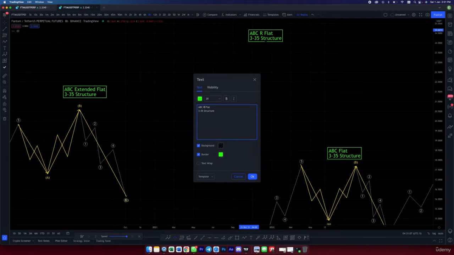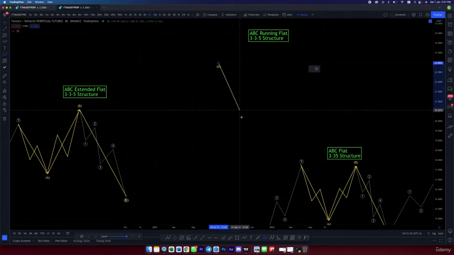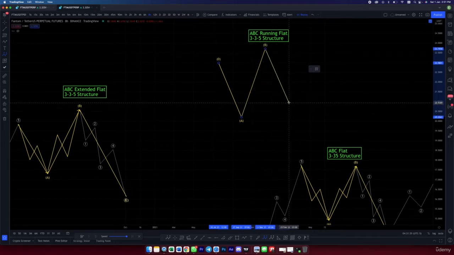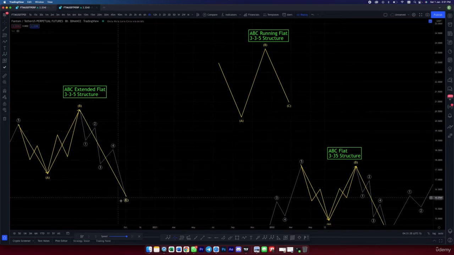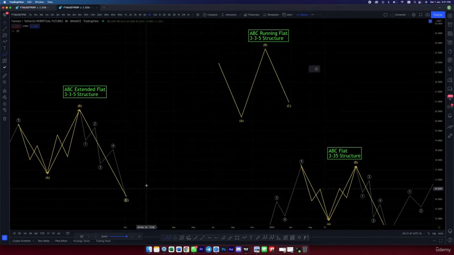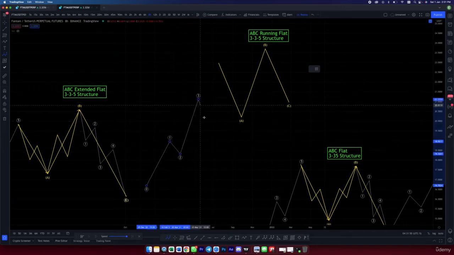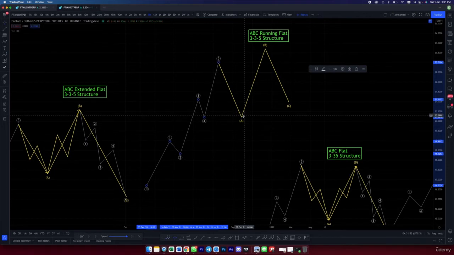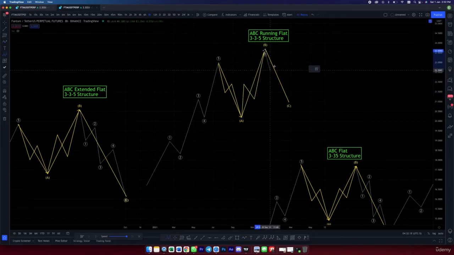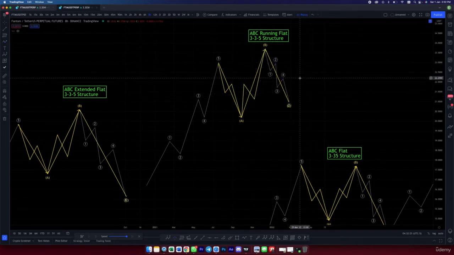So ABC running flat. That B will go beyond wave 5, but C will fail to retrace wave A by 100%. Here you see it has retraced wave A by more than 100%, but in this case the C will be truncated. So the market will come from here, let's say 1, 2, 3, 4 and 5, where A will come to the downside, B will go up, will pass wave 5, and C will fail to retrace wave A by 100%. Right? So we call this as running flat.